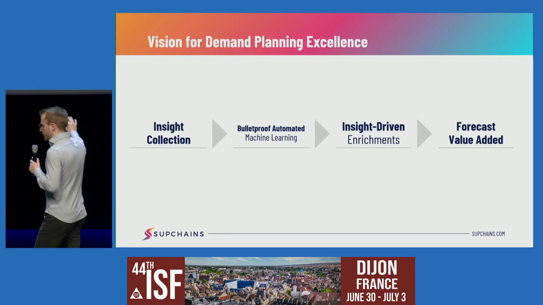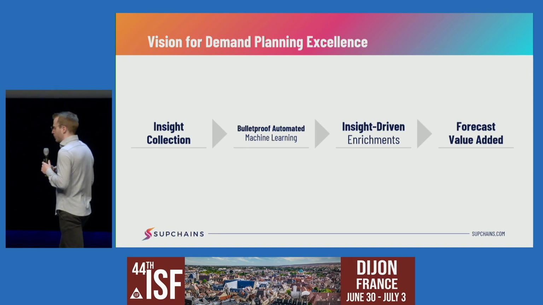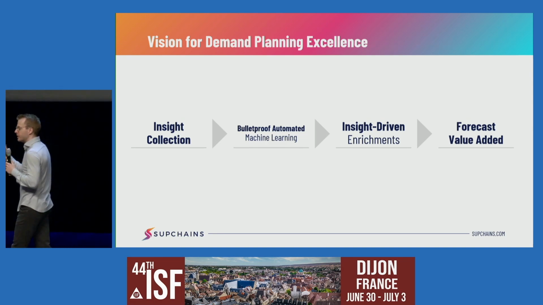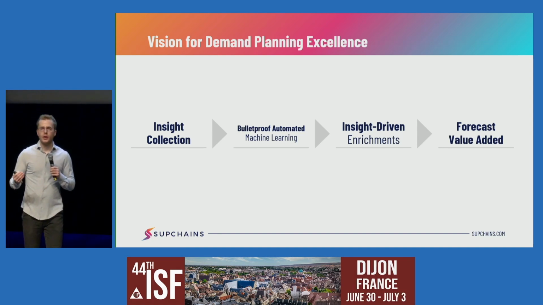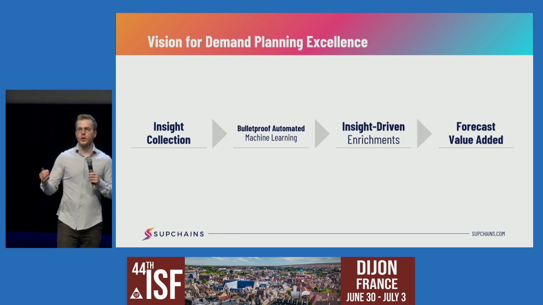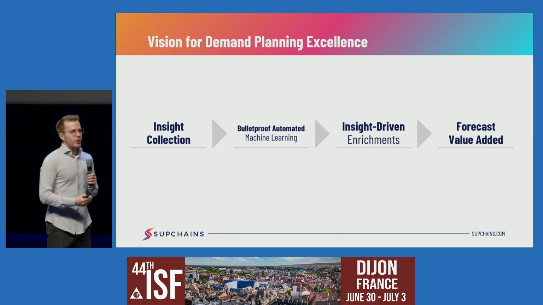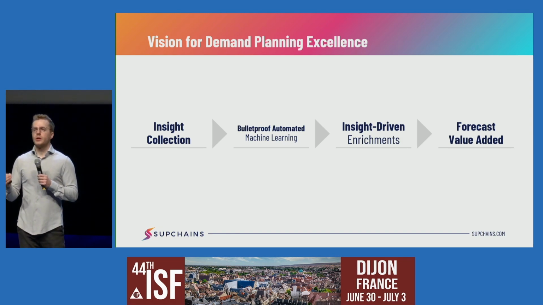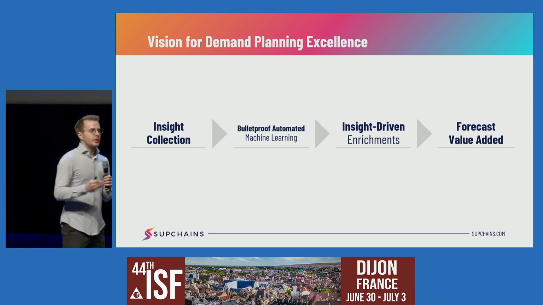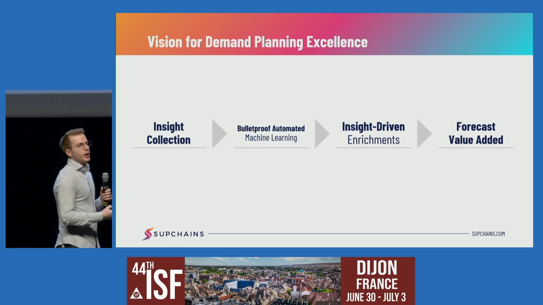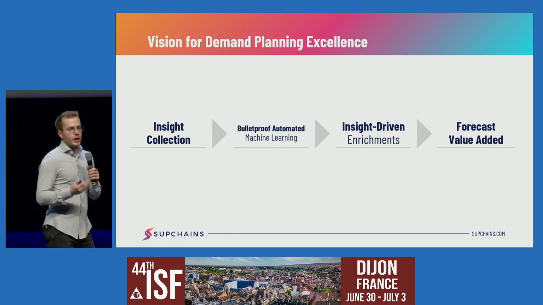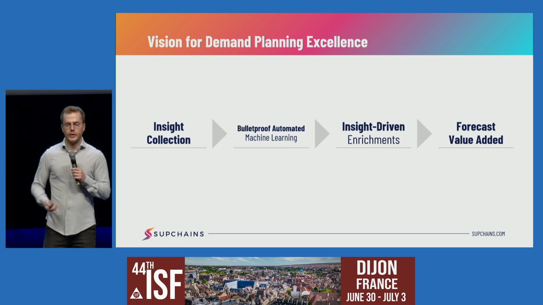These are the four steps in the process that I would recommend supply chain follow. These are the four steps we're going to talk about today. The first step is we need to find data, insights about demand, about what our clients want to do. The second step is we need to implement this bulletproof automated machine learning engine. Third step is how can we, human planners, enrich these forecasts? And finally, the last step that is absolutely critical is we need to track forecast value added.